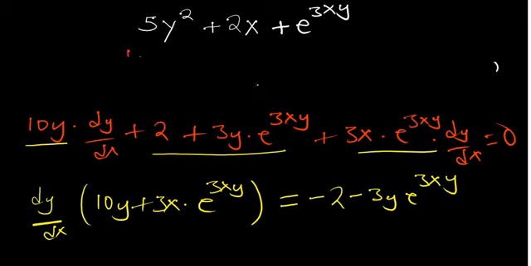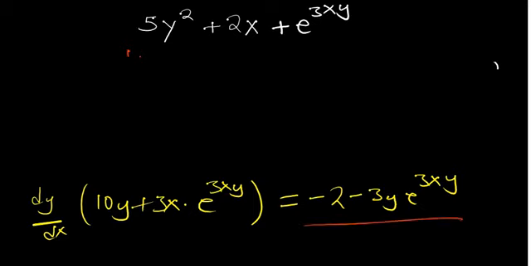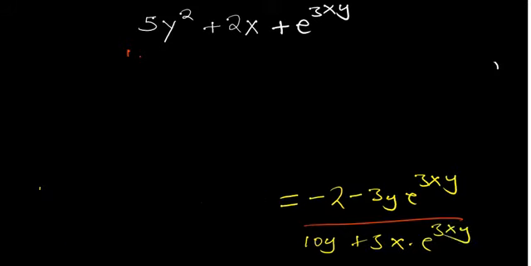So at the point where we've reached, we can just divide both sides. So ultimately we're just going to remain with 10y plus 3x e to the power 3xy in the denominator. So that is basically how simple it is to determine the derivative of exponentials using implicit differentiation.